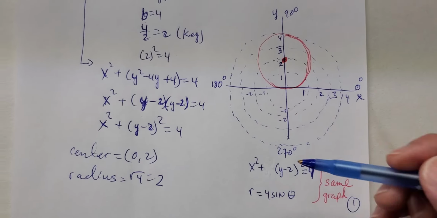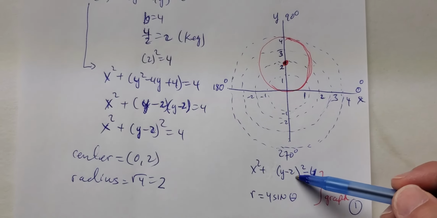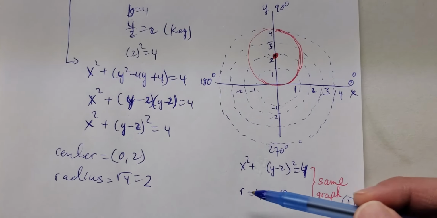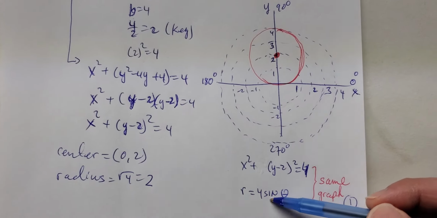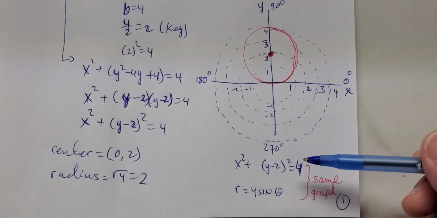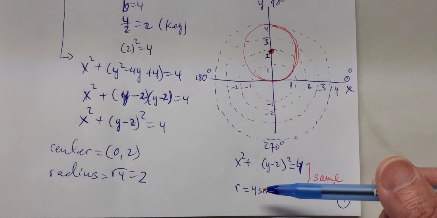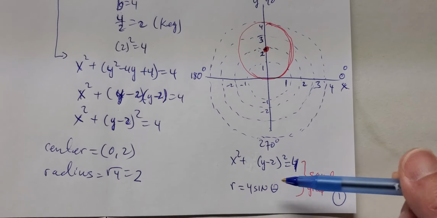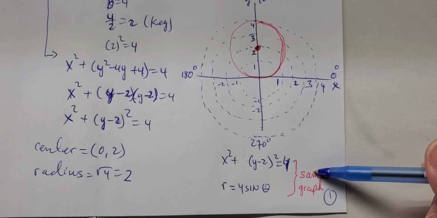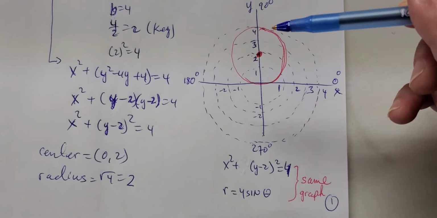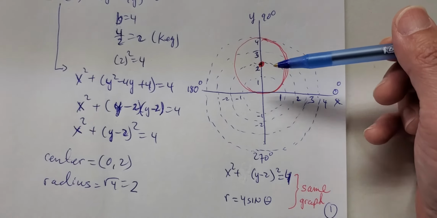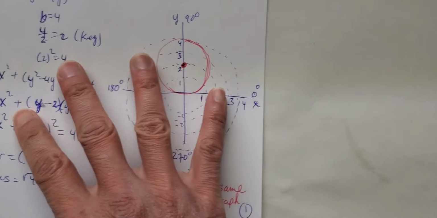Again, x squared plus (y minus 2) squared equals 4 is the same graph as r equals 4 sine theta. So this is rectangular form, and this is polar form. Both of these equations are the same graph, same location. So be very careful when you do this. Okay, so that's the first example.